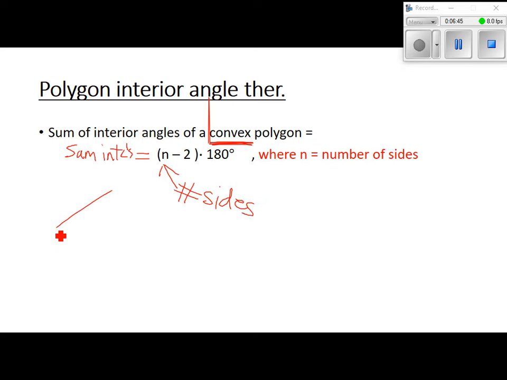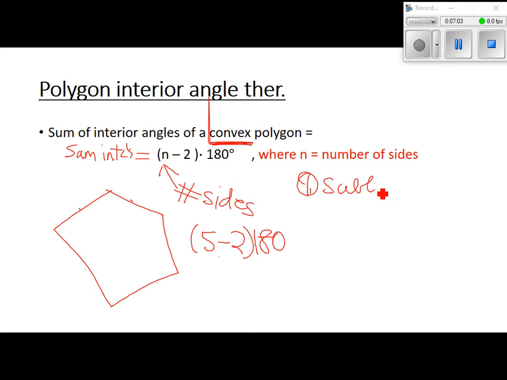So if we got some shape, we count the sides, 1, 2, 3, 4, 5. It's got 5, so we just plug in 5 minus 2 times 180. Do the subtraction first, then multiply by 180. So 5 minus 2 is 3, then 3 times 180 is 540.